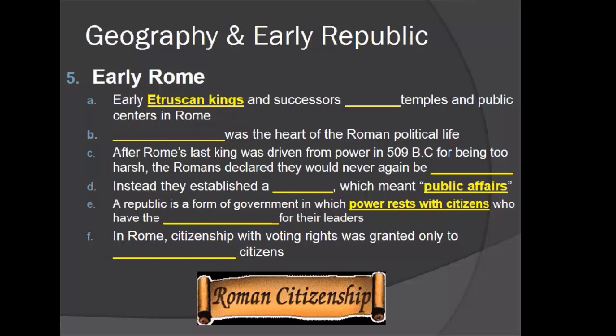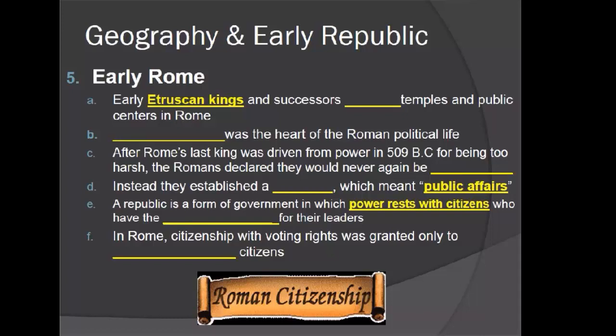All right. So, early Rome. Etruscan kings and successors built temples and public centers in Rome. The Forum was at the heart of the Roman political life. We'll see pictures of that in a moment, but the thing you need to consider, the Forum, it's kind of like a downtown area. It's where everybody would go to conduct business, to do trade, or purchase items, but it was also the heart of the political life. A lot of the political buildings were down there as well, where they would have their debates and the government functioned. So again, I consider it kind of like a downtown area of the city. It was the main part of the city where people would go daily to do whatever business they needed to do.